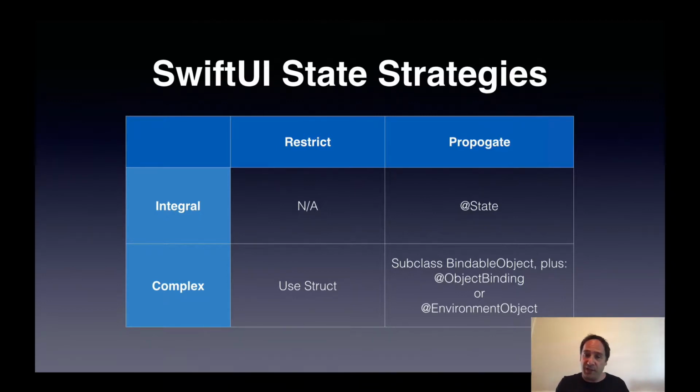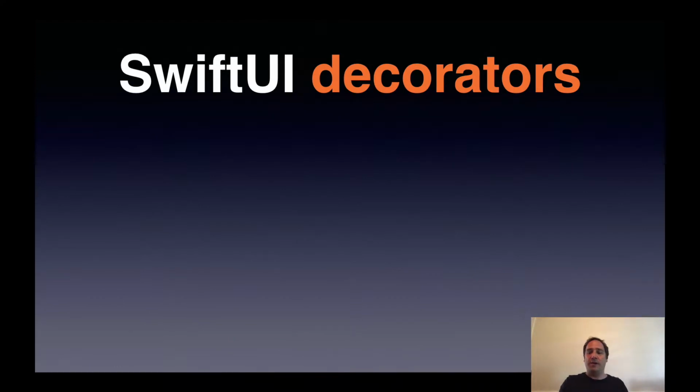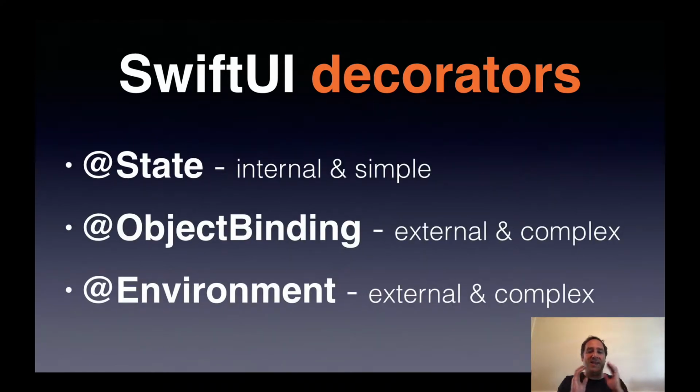But when we want to propagate changes, that's when it gets a little bit more complex. If we want to propagate changes to an integral value, we use @State. If we want to propagate changes to a complex value, we have to subclass BindableObject and then either use the decorator @ObjectBinding or @EnvironmentObject, depending upon what we want the access method to be. That is, are we going to pass the value in the constructor, or do we have a multiple level hierarchy where we might want a simpler method? All right, so what are these decorators? They are @State, that's when we're keeping things internal and simple.